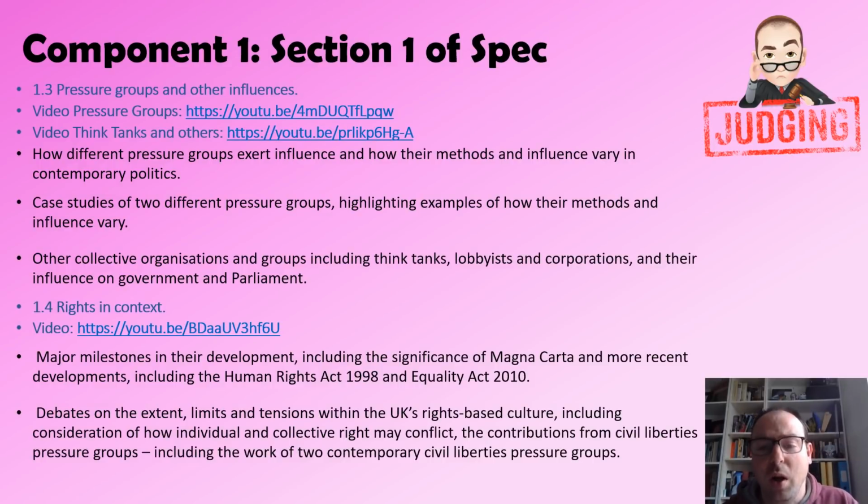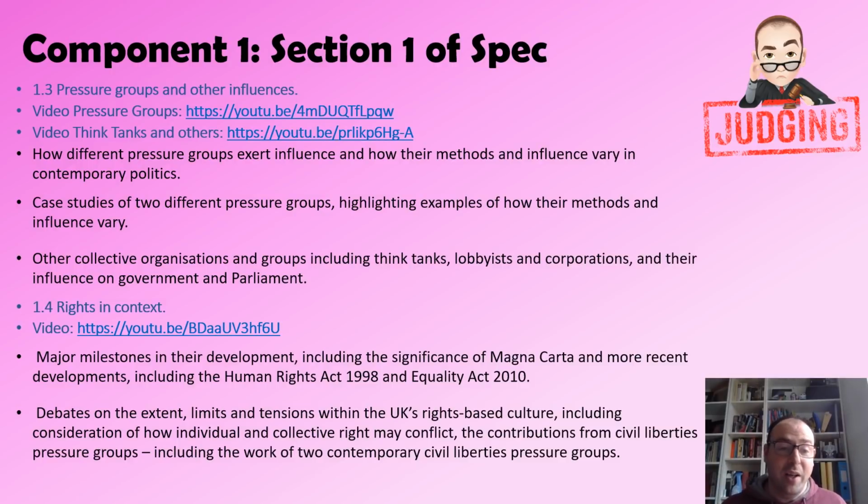So from component 1, section 1 of the spec, we've got pressure groups and other influences, and we've got rights in context. Now, one of the things I've put on here are the URLs to the videos that I've done covering these bits, which I would suggest will be helpful for your revision. So in terms of what the spec says, we've got how different pressure groups exert influence and how their methods and influence vary in contemporary politics. Case studies of 2 different pressure groups highlighting how their methods and influence vary, and other collective organisations, including think tanks, lobbyists, corporations, and their influence on government and parliament.